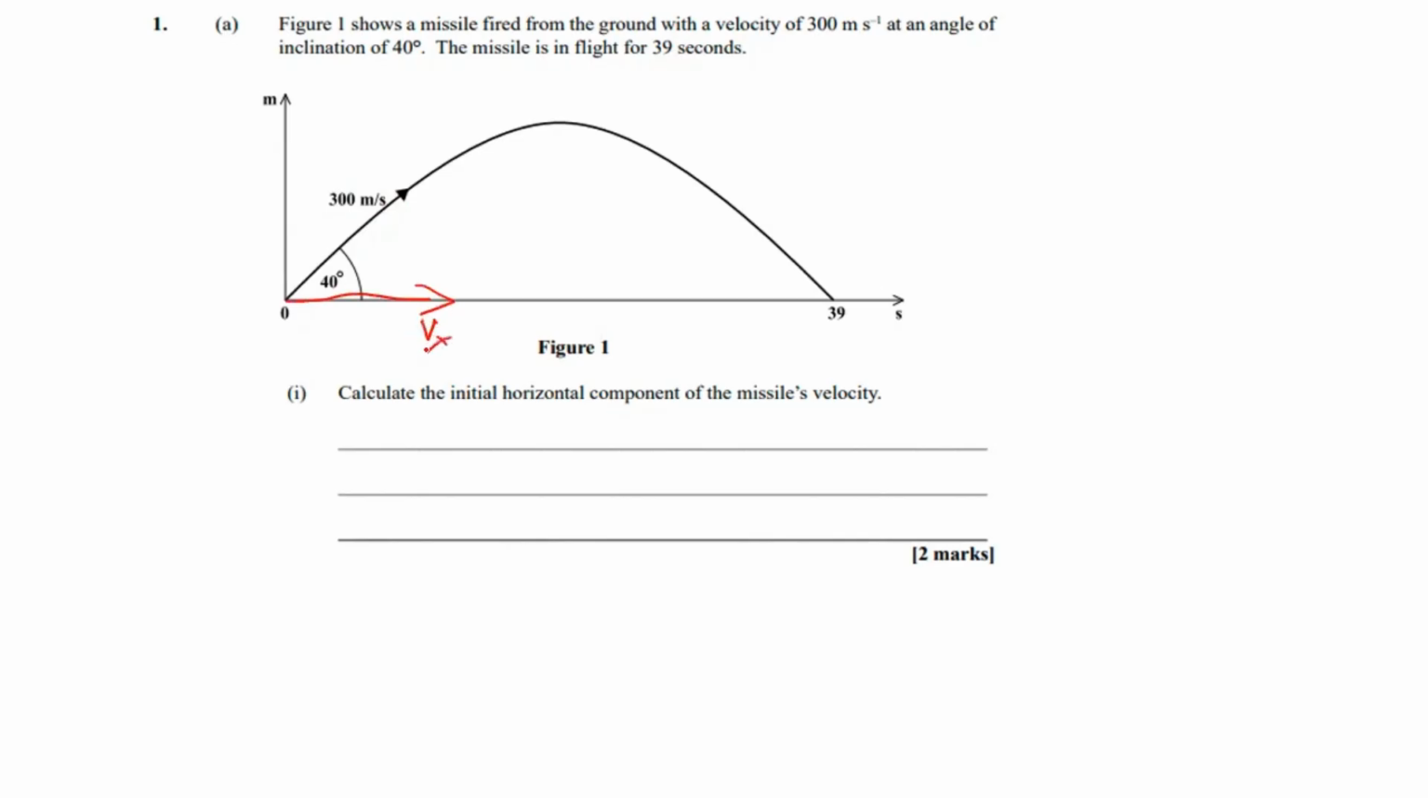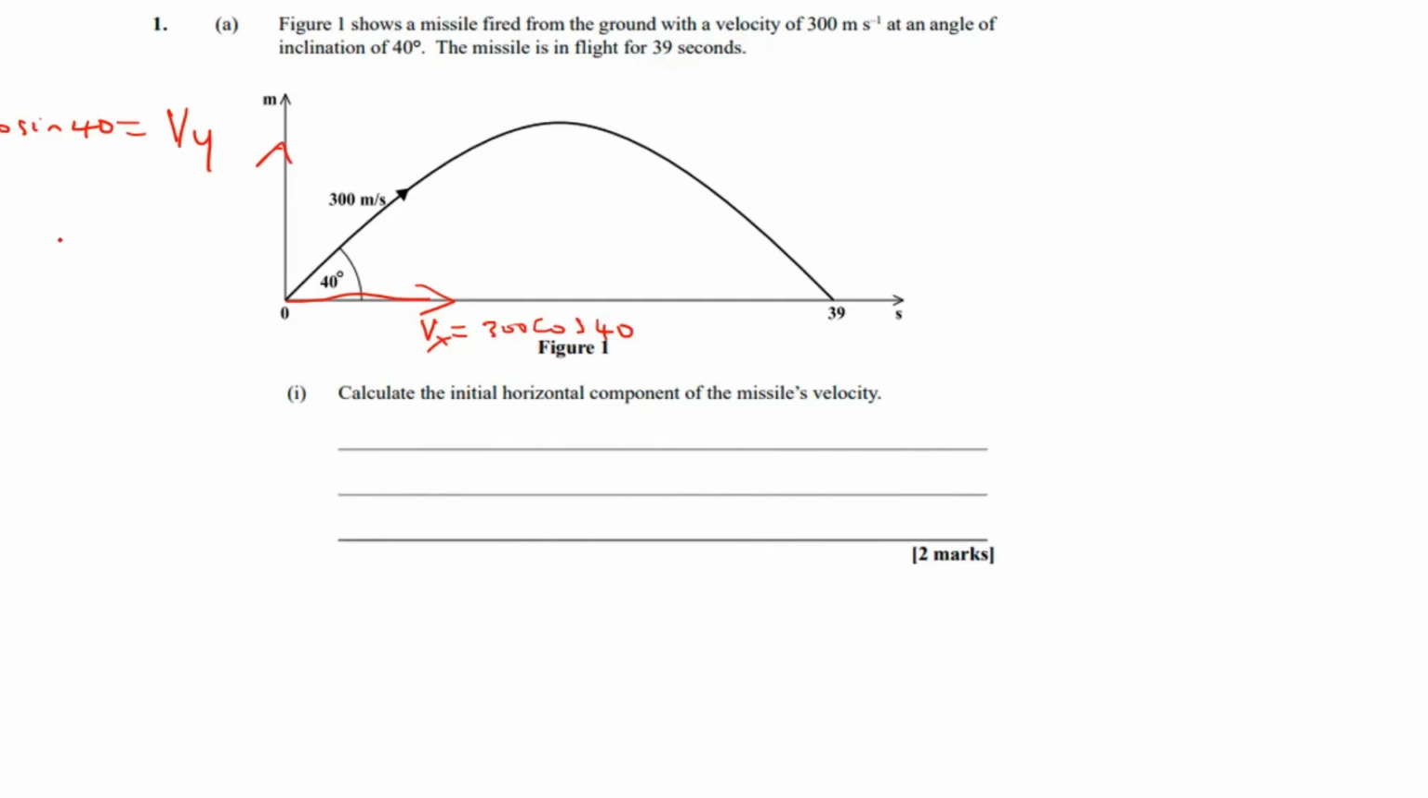We can call this v of x. We can have v of y. Of course, we can figure out what they are based on where this angle, 40 degrees, is positioned. The angle is positioned beside the horizontal side, which is going to be cos. So we're going to say 300 cos of 40. Likewise, this is going to be 300 sine of 40.